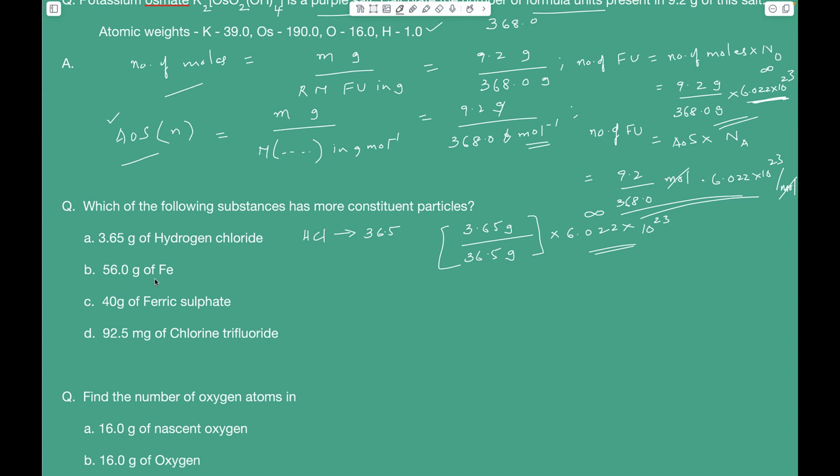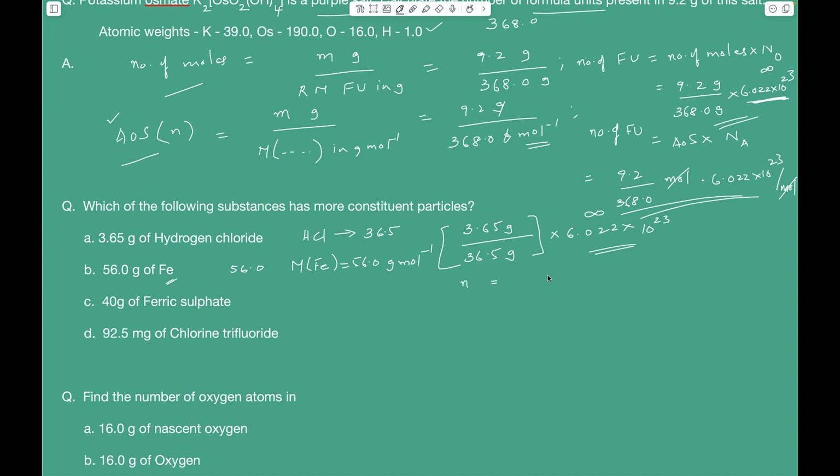Then what about 56 grams of iron? Let us figure out the number of iron atoms using the physical quantity amount of substance. You know the relative atomic mass of iron is 56, that is its atomic weight. Then its molar mass would be 56.0 gram per mole.